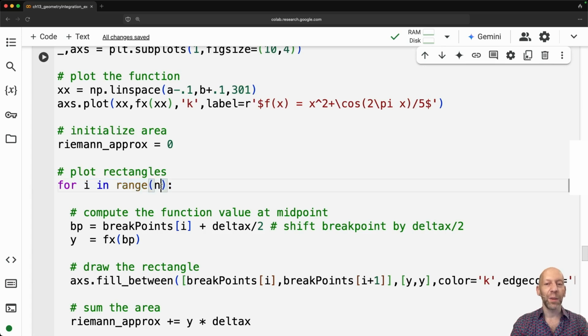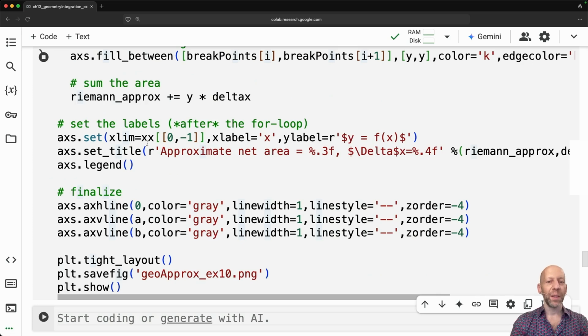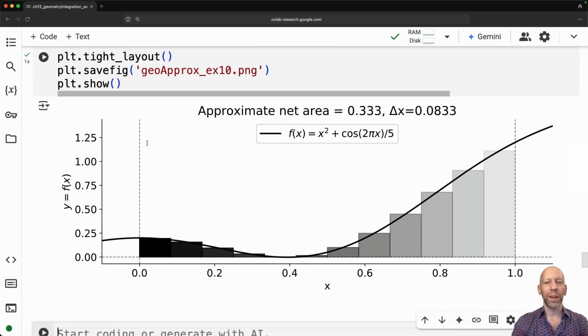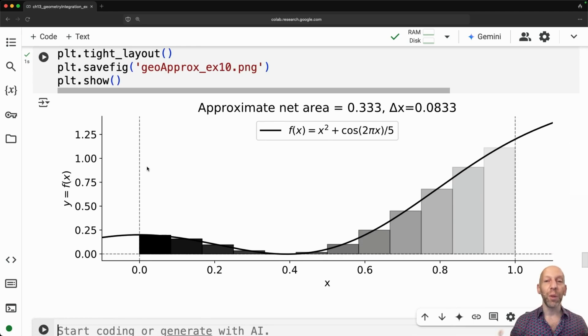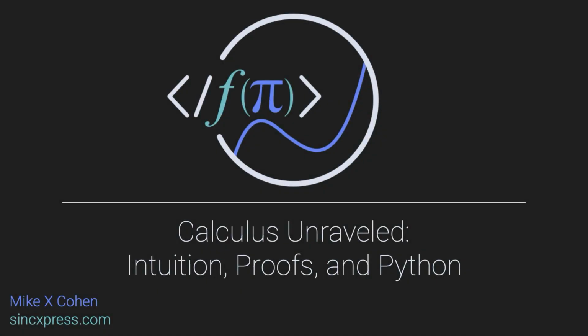So n is the total number of bars that I'm drawing, and i is the looping index. Okay, so this exercise is pretty straightforward. I hope you found this to be a really good review of Riemann sum calculations and visualization.